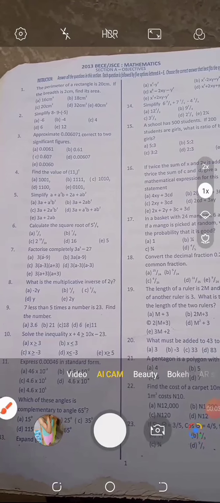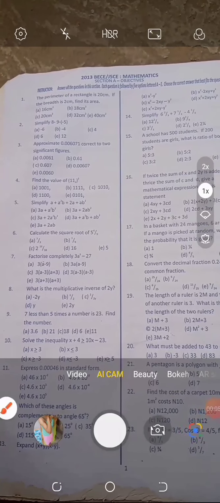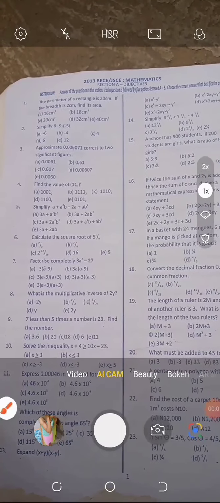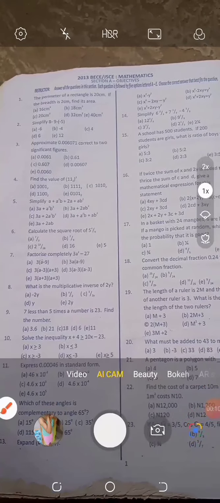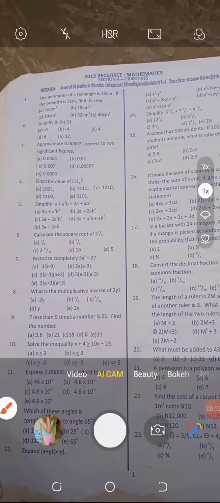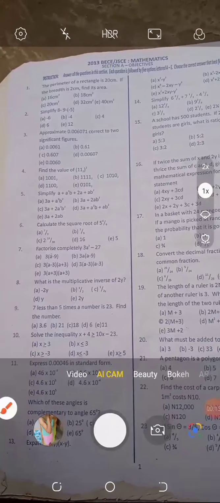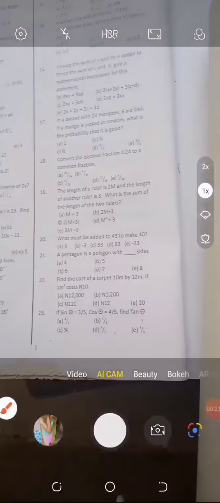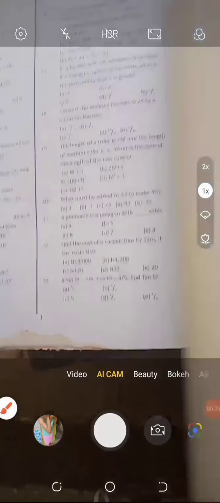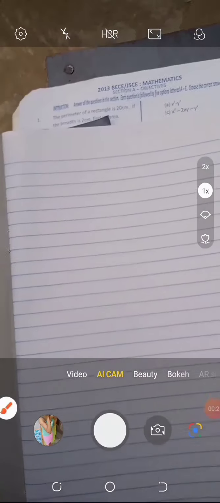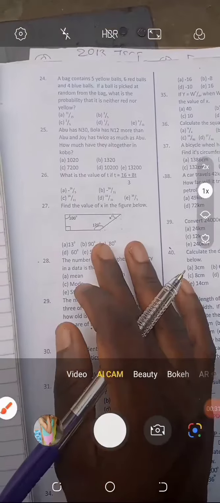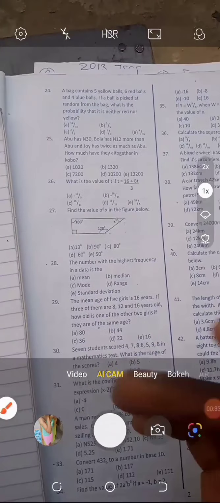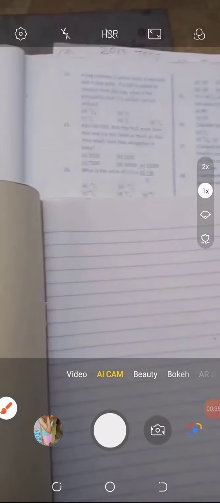Now, here we go. We are still on 2013 BECE JSCE Mathematics, that is Junior WAEC and Junior NECO Mathematics. And of course, we are looking at Section A where we stopped in our last video. In this video, we are going to continue from number 24. Last video we stopped at number 23. So we'll be looking at number 24 through some other numbers, as much as we can take. Let's quickly look at number 24.